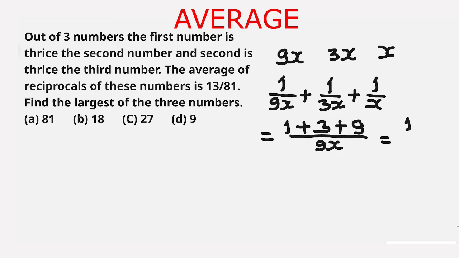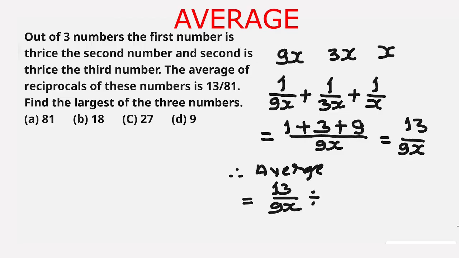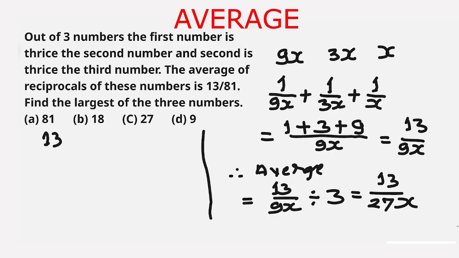And this is equal to 13/9x. So its average is equal to 13/9x divided by 3. So this is equal to 13/27x. Now it is given that this is equal to 13/81. So 13/27x equal to 13/81. The numerator on both sides is cancelled and 27 cancels 81 for 3 times.